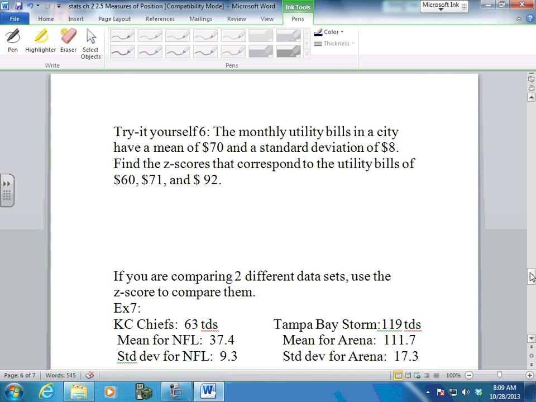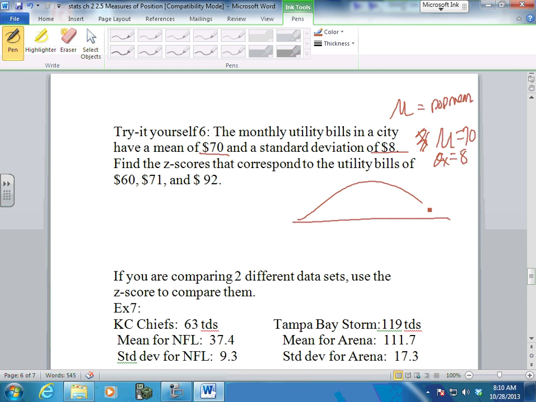The monthly utility bills in a city have a mean of 70 and a standard deviation of 8. So pull this information out. Right now it's a population and a standard deviation of 8. This represents your population mean. Now, if we make a chart, and I want you to make a sketch, until we get used to where everything goes, and sometimes it takes a very long time to get used to where it is.